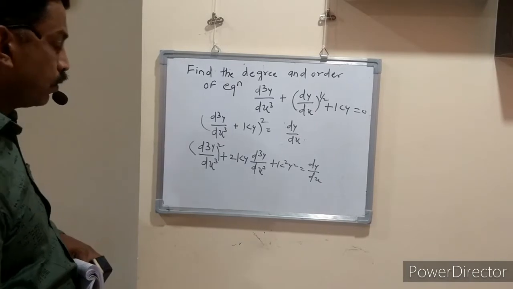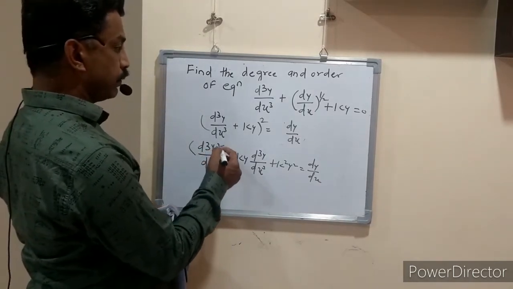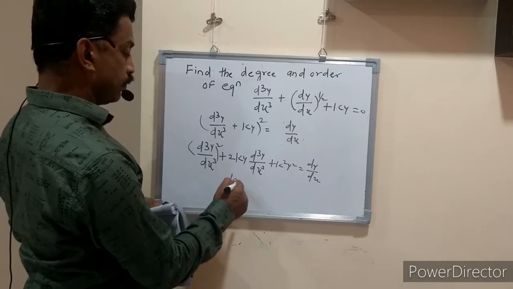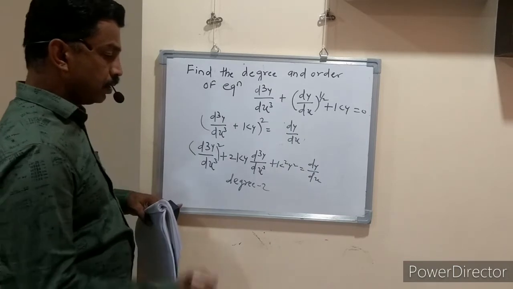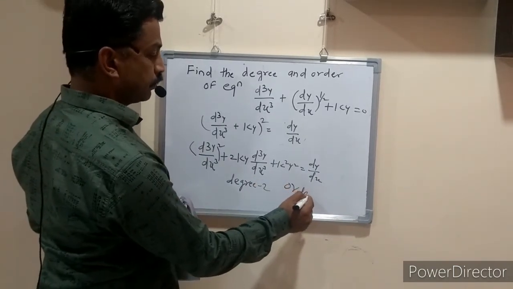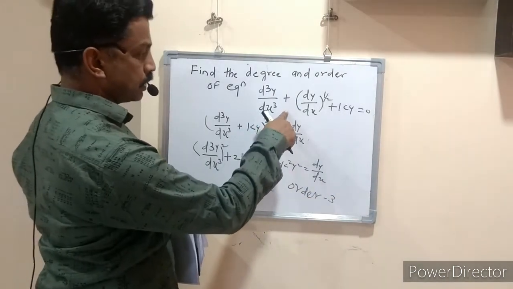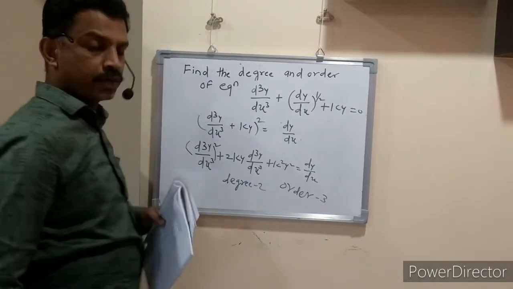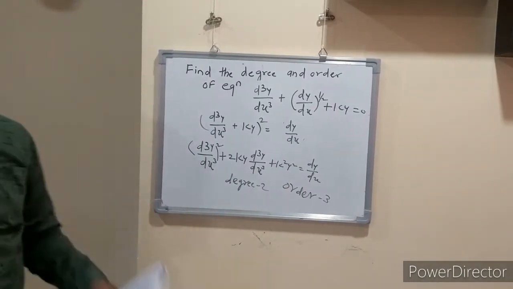So now the power of the highest derivative is 2, therefore the degree is 2, and the highest derivative is 3, therefore the order is 3. So in this way this equation is a second degree and third order differential equation. So in this way we can easily understand. We take few different examples.